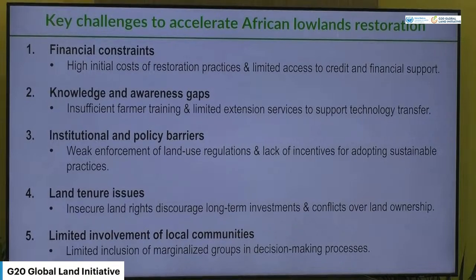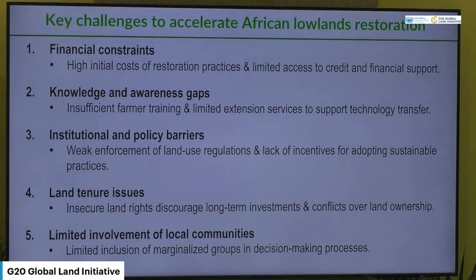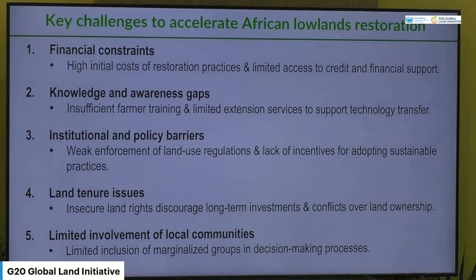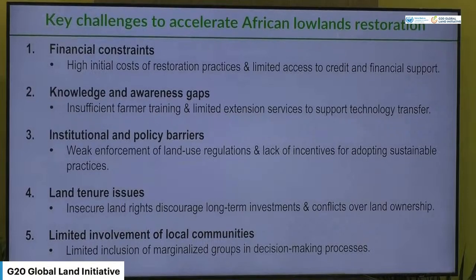But as we know, all these innovations have been developed by CGIAR partners, national partners, and other research partners. But we also agree that the level of adoption of these innovations is relatively low. This is due to several challenges that include financial constraints, because some of these innovations require an initial high cost that is out of the reach of farmers. And as we know, farmers in Africa also have limited access to credit and financial support.